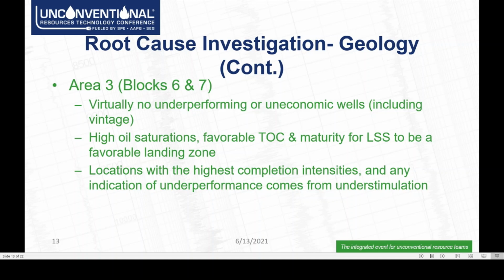In Area 3, there were virtually no underperforming or uneconomic wells, including by vintage. There were high oil saturations, and favorable TOC and maturity for the Lower Sprayberry shale to be a favorable landing zone. There are locations with the highest completion intensities, and any indication of underperformance came from understimulation.